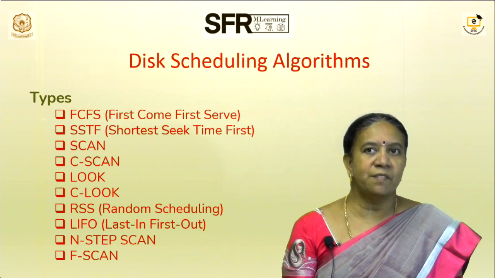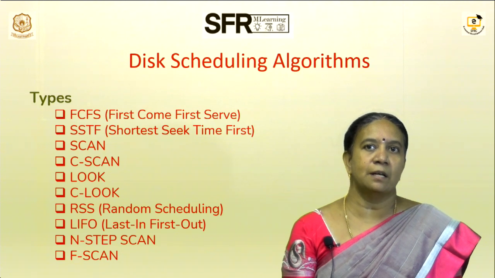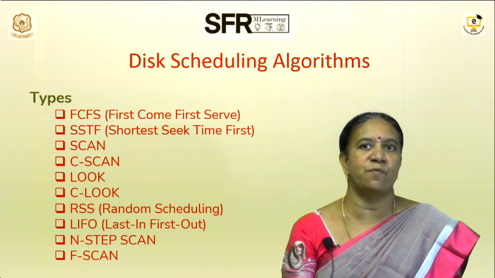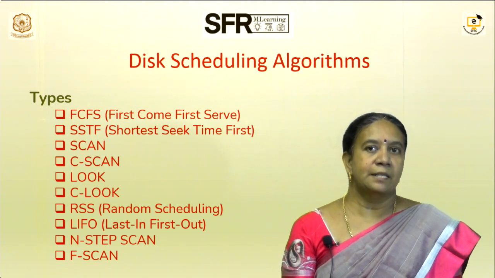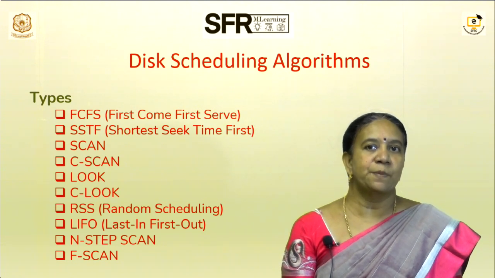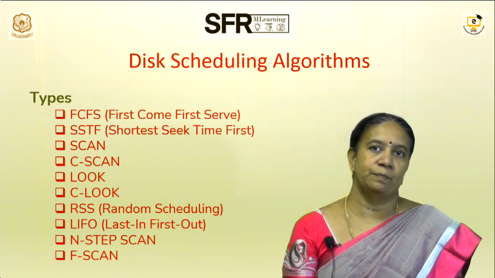There are many types of disk scheduling algorithms. There are FCFS, that is first come first serve, SSTF, shortest seek time first, SCAN, C-SCAN, LOOK, C-LOOK, RSS, LIFO, that is last in first out, N-step SCAN, and F-SCAN. But we are going to see only FCFS and SSTF.